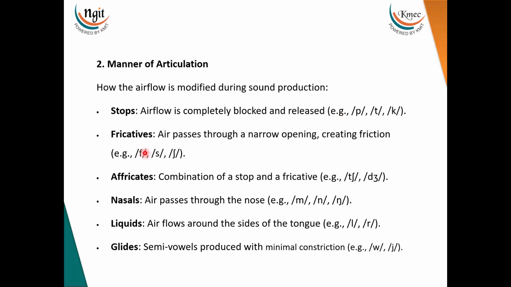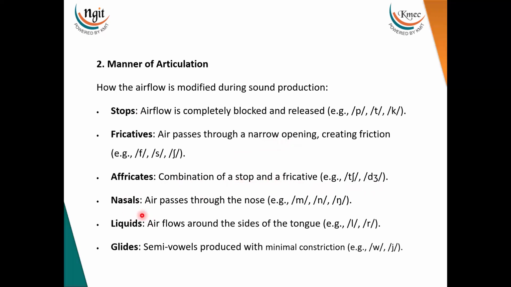Then fricatives. What are fricatives? Air passes through a narrow opening, creating friction. For example, let us say sit. There you can see this phenomenon. Then affricates, the combination of a stop and a fricative. For example, let us consider chip. You can see this phenomenon in that word.